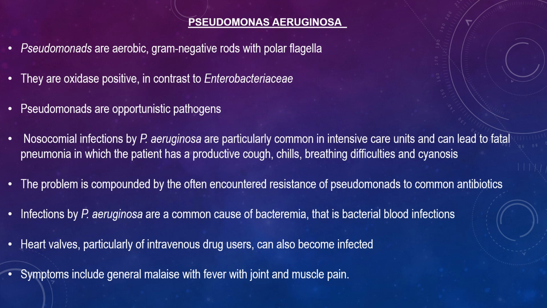Let's look at Pseudomonas aeruginosa. Pseudomonads are aerobic gram-negative rods with polar flagella. They are oxidase positive, in contrast to Enterobacteriaceae. These organisms are found mostly in environments including water, soil, and air. Among the genus Pseudomonas, the majority of human infections are caused by P. aeruginosa, although other related organisms can also cause disease.